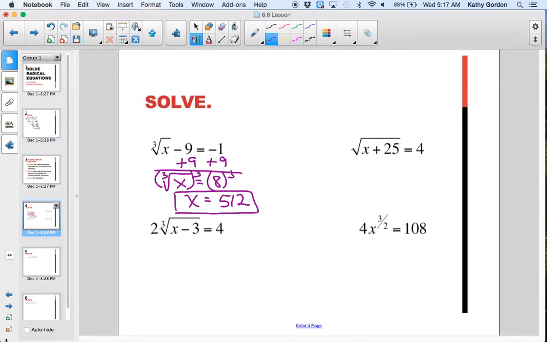Emma, what's the first thing I should do for this second one? At this point, we already have the radical isolated, so I'm going to the second step, which is to take both sides to whatever power is going to get rid of that radical. If it's a square root, there's no other number there to tell us any differently, so we need to square both sides to get rid of it. So what should my next line look like, Emma? X plus 25 is 16. And then my last step, just subtract 25. So x is going to be what?